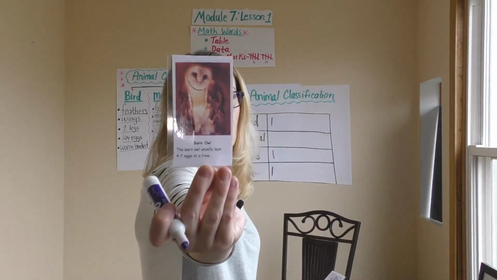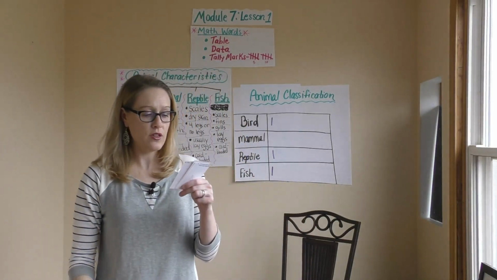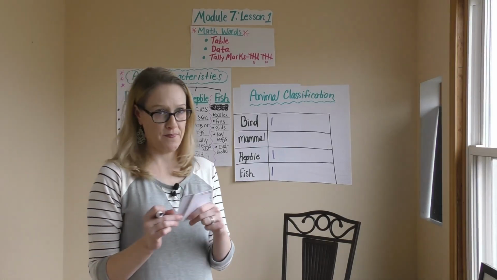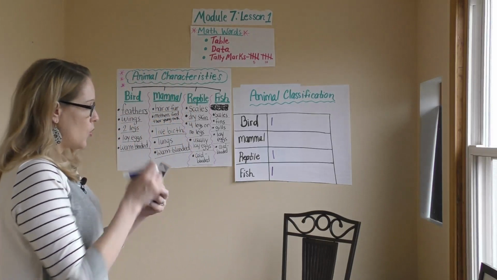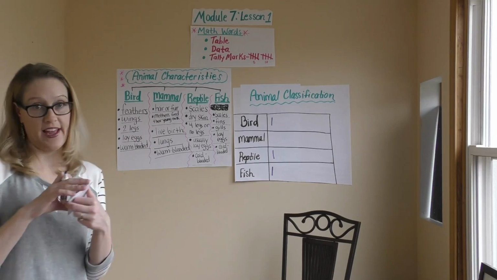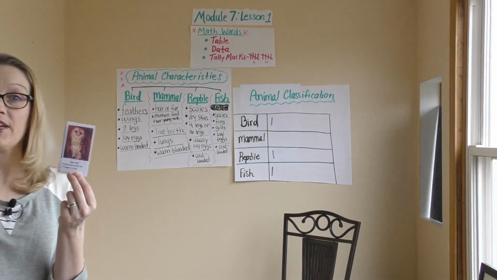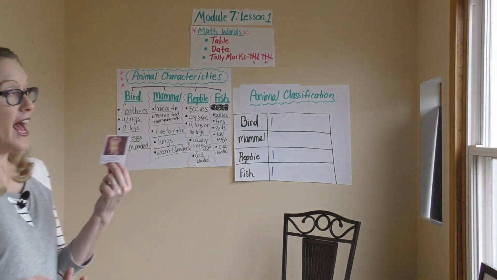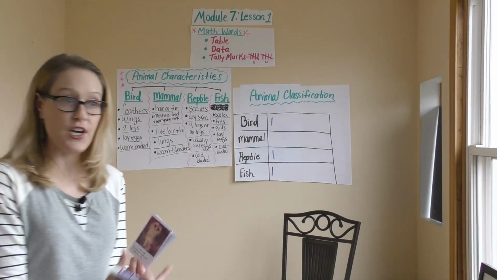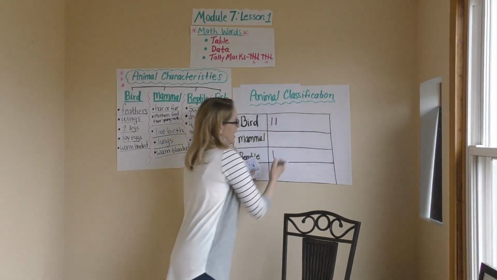Right here, we have an owl. This is actually called a barn owl. And it says a barn owl usually lays 4 to 7 eggs at a time. So we know that fish lay eggs, reptiles usually lay eggs, and birds lay eggs. So we have to figure out what category the owl is going to fit into, so we have to look at the picture. It looks like an owl has 2 feet, it has feathers, and it has wings, so an owl is a bird. So let's put another tally mark. So now we have 2 birds.